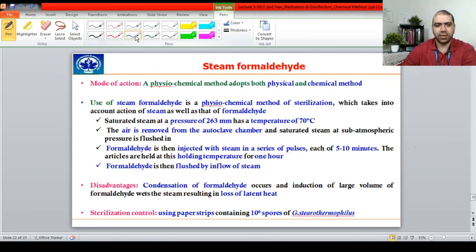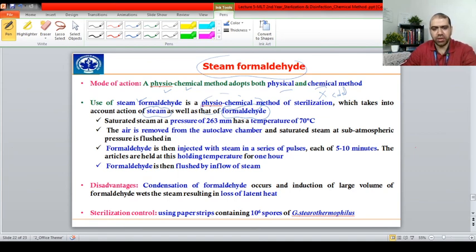So for example, how is it done? Let us see. Its mode of action is physical as well as chemical, so it adopts both methods. What you do is you steam the formaldehyde. This is the physiochemical method of sterilization. It means killing the bacteria, which takes into account the action of the steam, which we studied in the physical methods of sterilization, as well as using the formaldehyde.